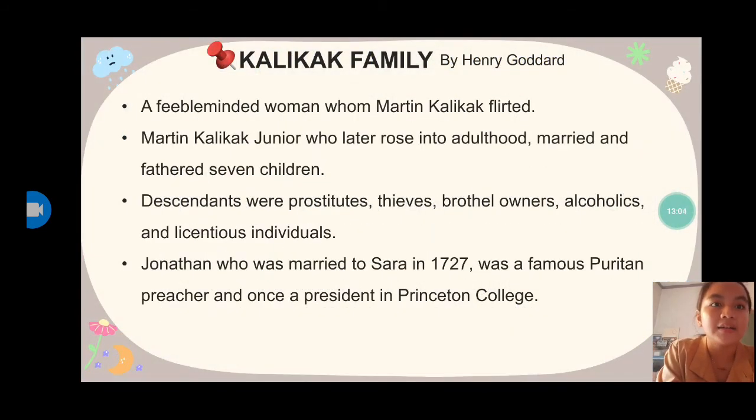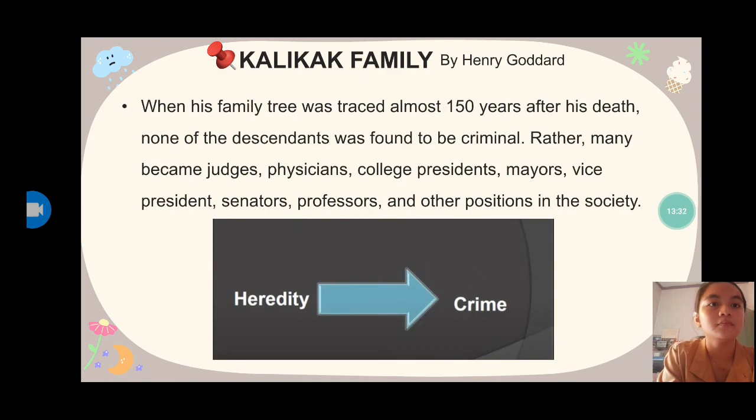So, Kallikak is a feeble-minded woman whom Martin Kallikak flirted with. Martin Kallikak Jr., who later rose into adulthood, married and fathered 7 children. Descendants were prostitutes, thieves, brothel owners, alcoholics, and dissentious individuals. Jonathan, who was married to Sarah in 1727, was a famous Puritan preacher and once a president of Princeton College.